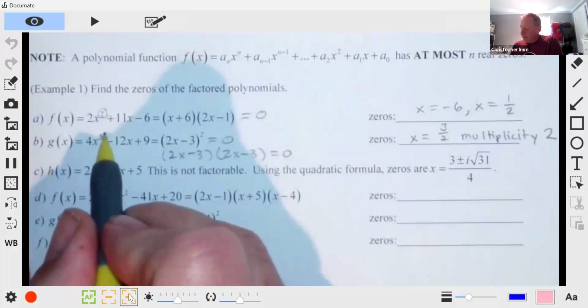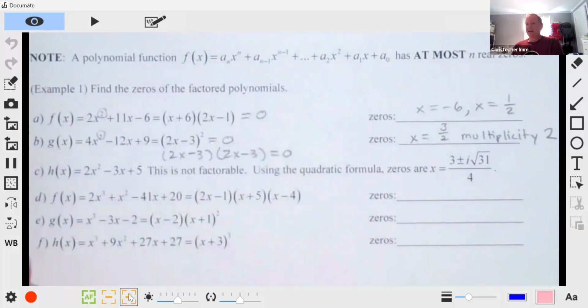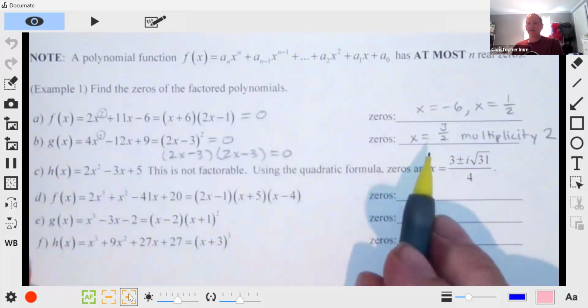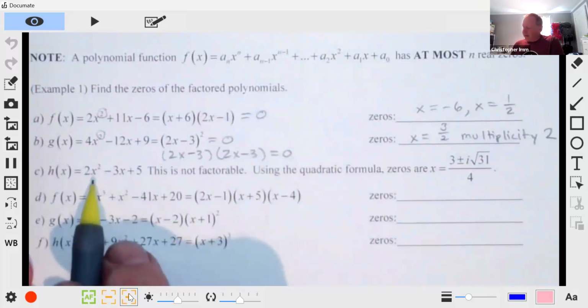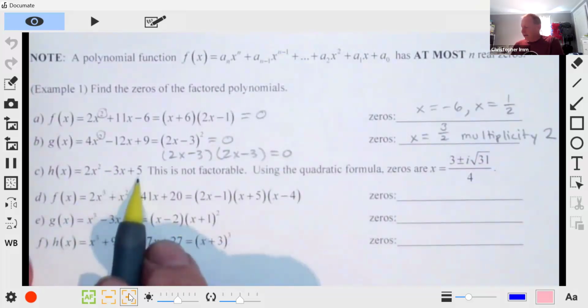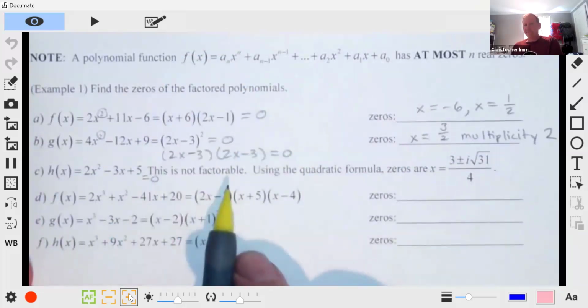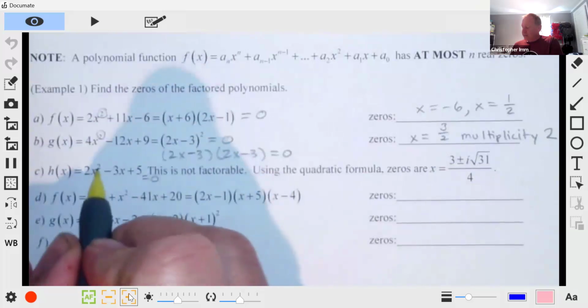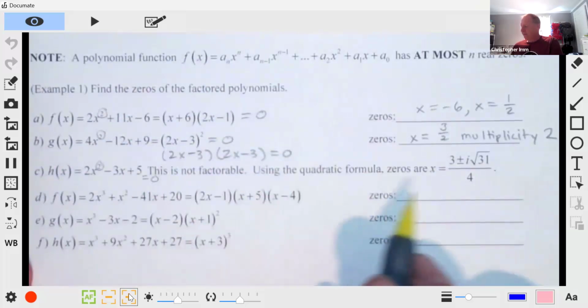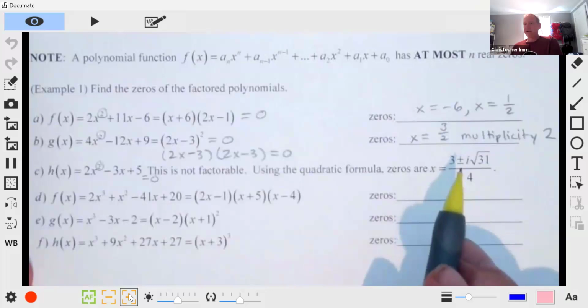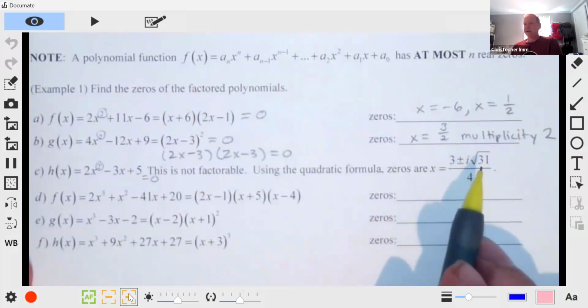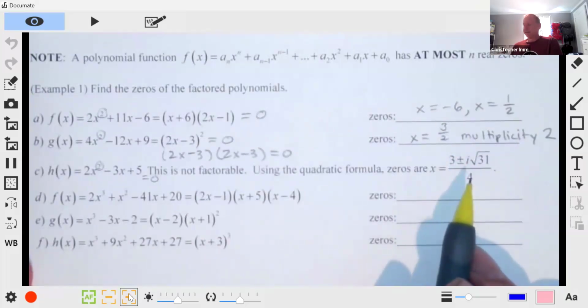So notice that the degree is 2. We need 2 zeros, and we do have one that's counted twice. This polynomial here, if we set it equal to 0, it turns out this one's not factorable, but it should have 2 zeros. So using the quadratic formula, we get 3 plus or minus i times the square root of 31 over 4 being zeros.